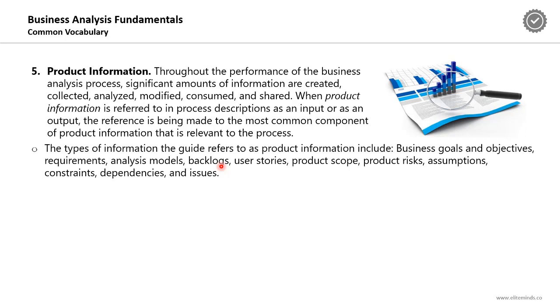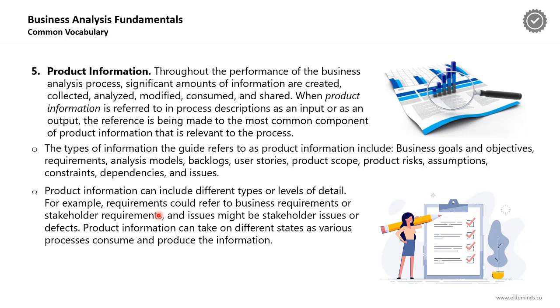The types of product information in the PMI Guide to Business Analysis may include business goals and objectives, requirements, which we just covered, analysis models, which we will talk about later on, backlogs, user stories, product scope, product risks, assumptions, constraints, dependencies, and issues. All these can be part of the product information that we are gathering as part of our business analysis activities. So we will focus on two things when it comes to product requirements and product information. All these are examples of product information. If some of these terms are new to you, don't worry, all of these terms will be covered in later sections of this course.